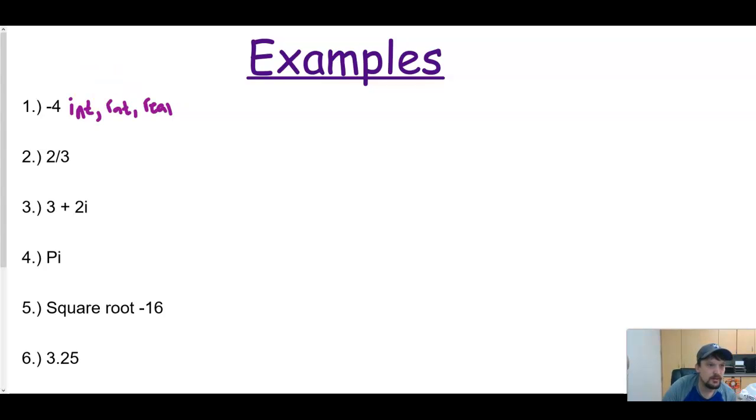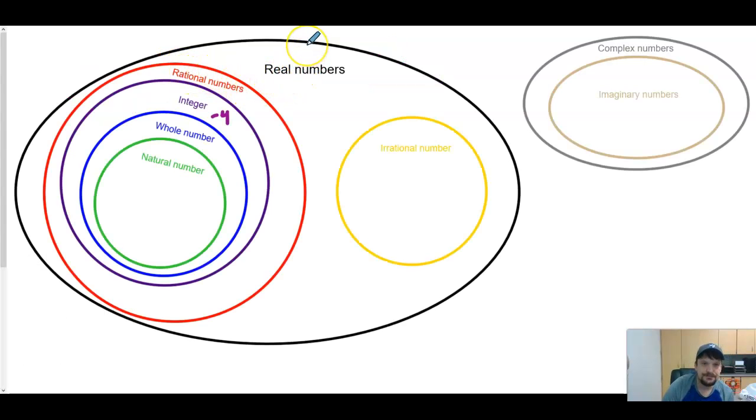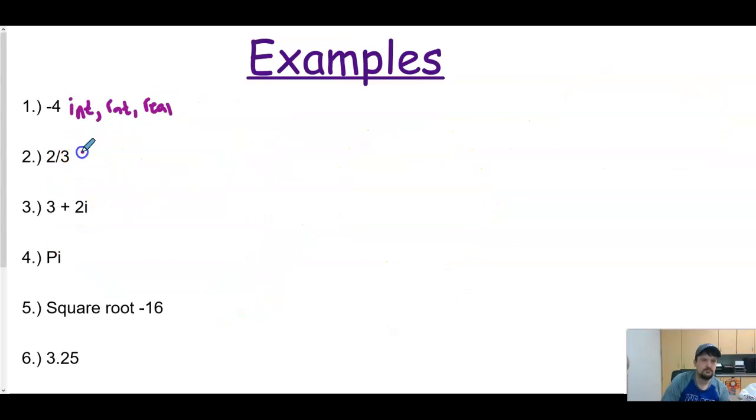Alright, so let's take a look at 2/3. Is 2/3 a real number? Yes, it is. There's no i connected to it. Is it a rational number? Can I write 2/3 as a fraction? Yes, because it is a fraction. Integer? Is it a counting number? No, it's a fraction, so we're going to put it right here in the red circle. And if it's inside the red circle, it's also inside the black oval. So it is a rational number and a real number. So rational and real.